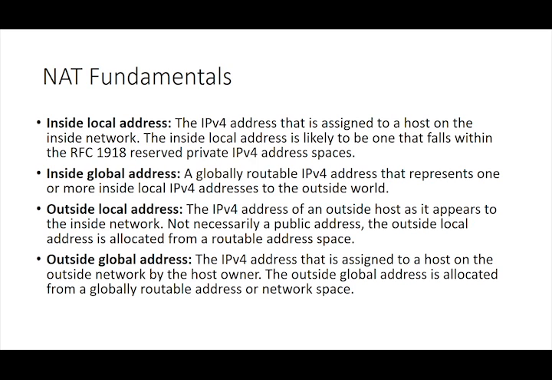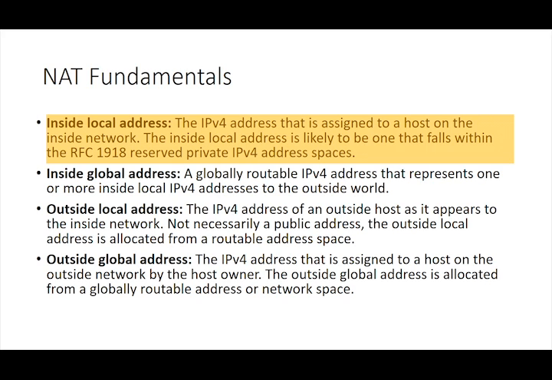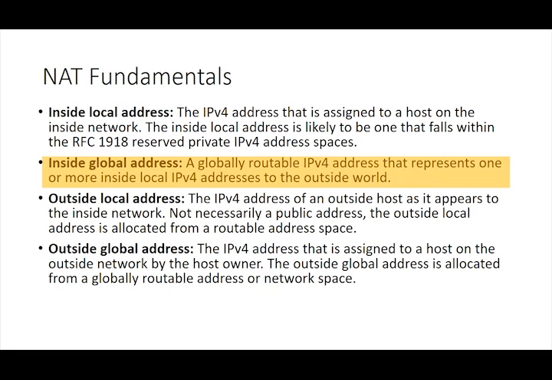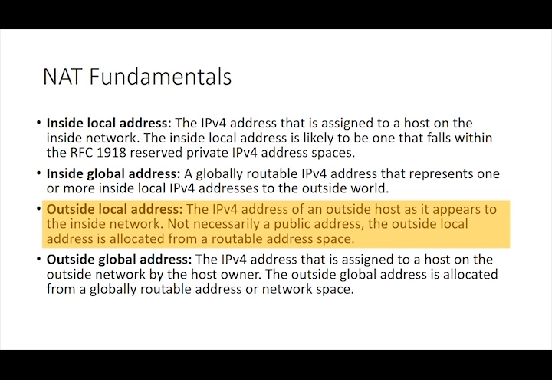Cisco defined the following list of NAT terms. The inside local address is the IPv4 address that is assigned to a host on the inside network. The inside local host is likely to be one that falls within the RFC 1918 reserved private IPv4 address space. The inside global address is a globally routable IPv4 address that represents one or more inside local IPv4 addresses to the outside world. The outside local address is the IPv4 address of an outside host as it appears on the inside network, not necessarily a public address.